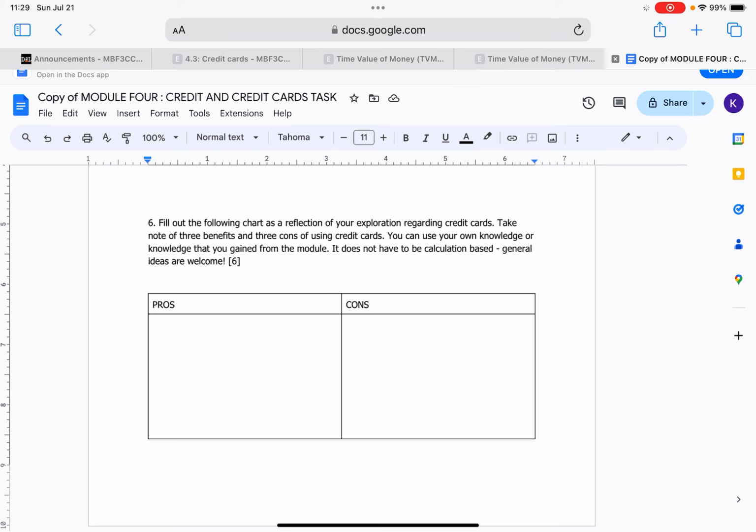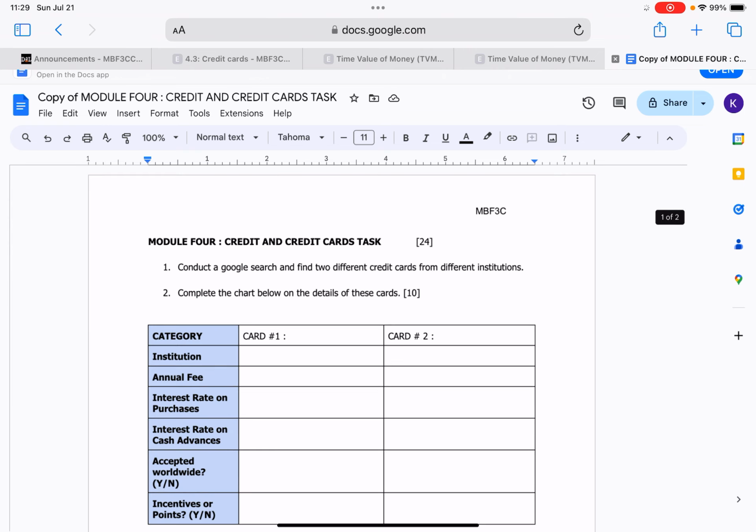Credit cards can obviously be super useful as long as you're using them in appropriate ways. So it just has a little T-chart down here. And it's out of 24, a nice short credit task. It shouldn't take you too long here. Okay, so hopefully this helped.